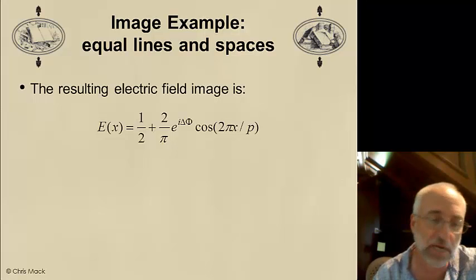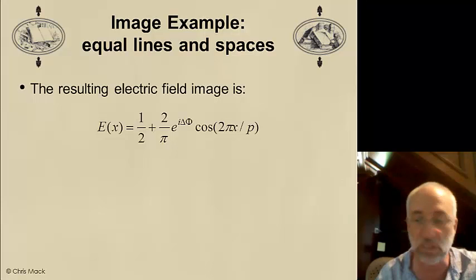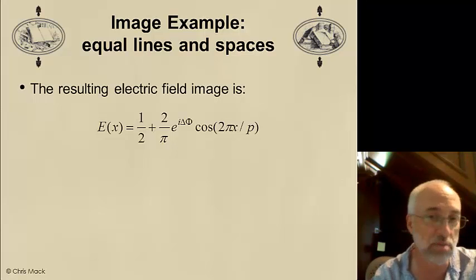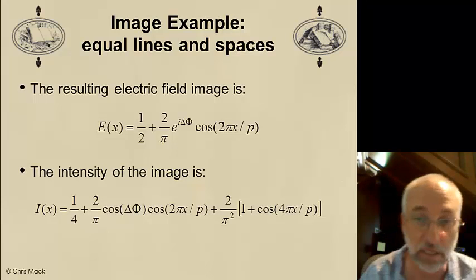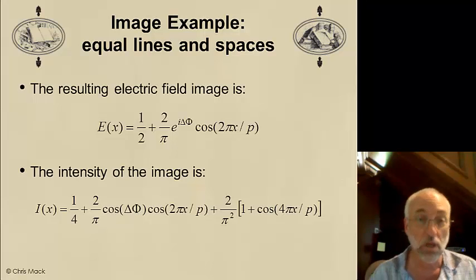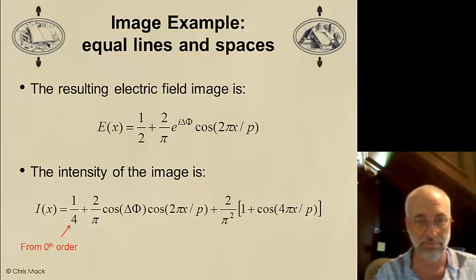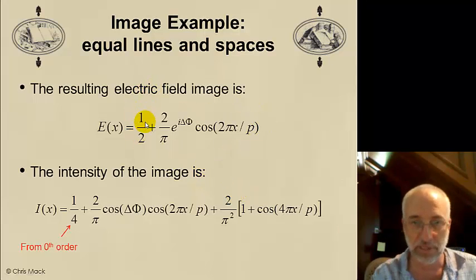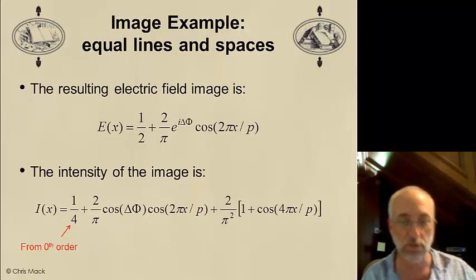Well, electric fields are fine, but it's the intensity of the light that the photoresist responds to, so the intensity is going to be more important to us. I take the magnitude of this term squared, and you can work out that math fairly easily. You find the intensity of the image is given here. What do I have? Well, first I have a 1/4. If I simply take this term and square it, that comes from 1/2 squared. In other words, the zero order produces this DC 1/4 term.